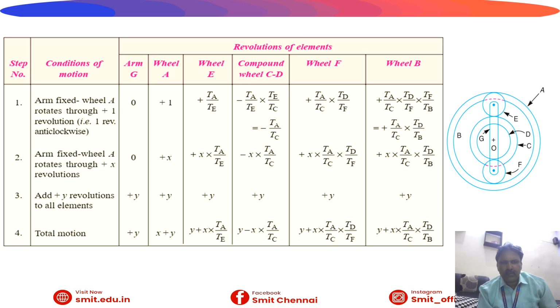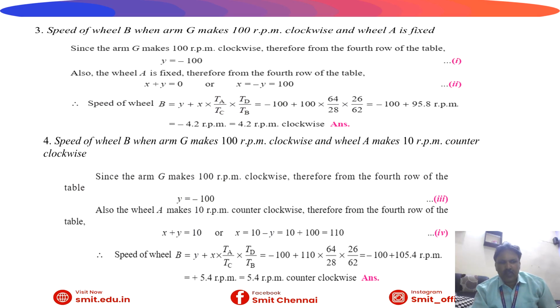Now the second thing is we have to multiply with plus x throughout the row. The third row is we add y. Finally the fourth row we get by adding rows 2 and 3. Based on the conditions, we apply them. y equals minus 100, that is given in the problem, it is clockwise. Then x plus y equals 0, because it is fixed, we apply the 0 condition. Therefore x equals minus y equals 100. Finally, you will get 4.2 RPM clockwise.